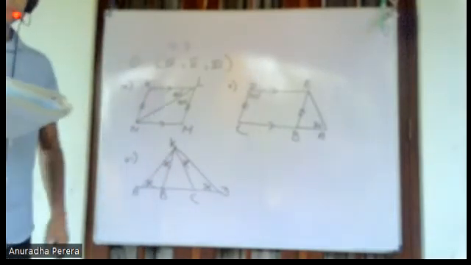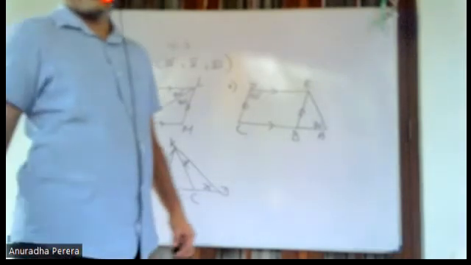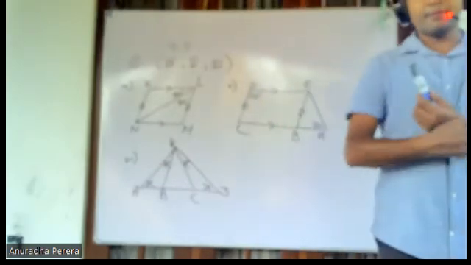Select the isosceles triangles from the following figures based on the information. You have to write down those isosceles triangles.